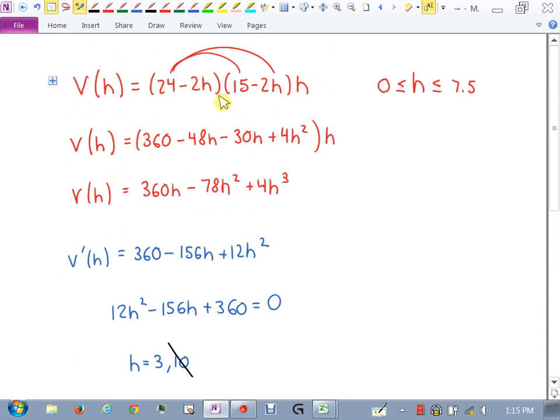So if I plug 0 into the volume function, of course that h back there zeroes everything out. If I put 7.5 in here, 2 times 7.5 is 15. 15 minus 15 is 0, so that'll zero everything out. And if I plug 3 in, well, I just got to figure out what happens when I plug in 3. So let's see. Anyone get that?